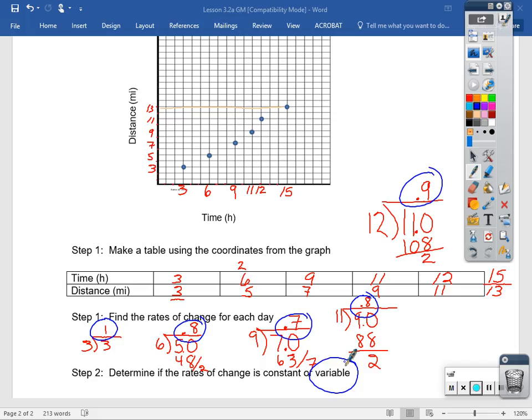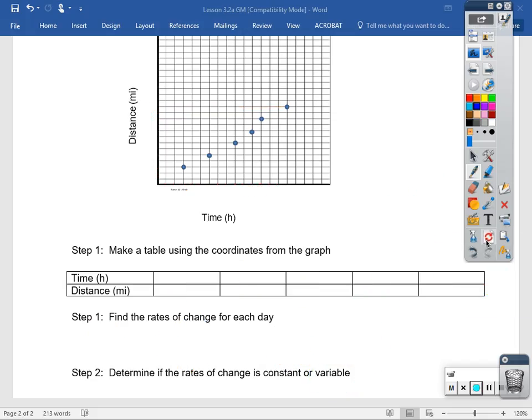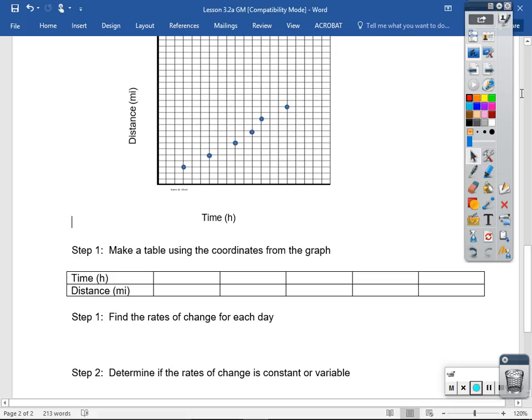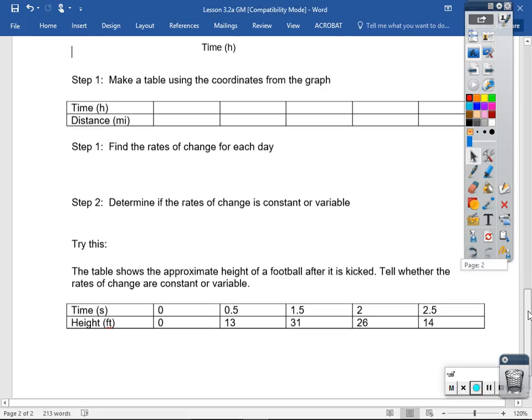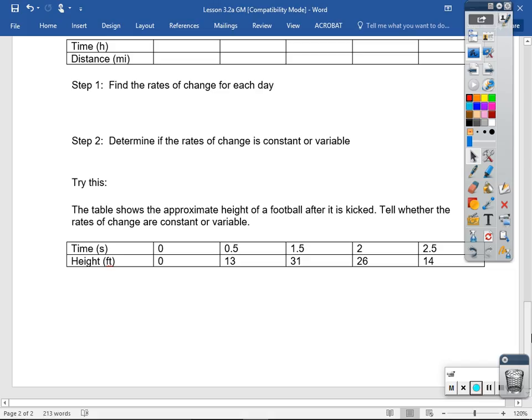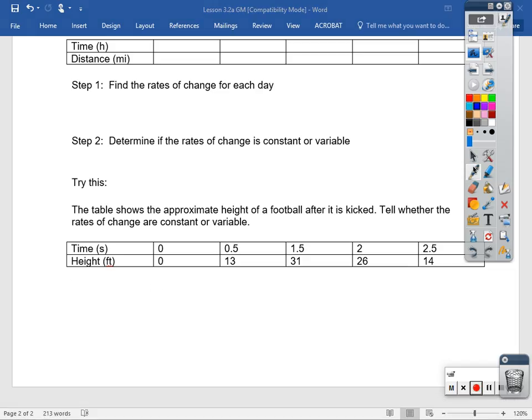So let's clear this and see what else is on our page here. Oh, see, we got to try this. The table shows the approximate height of a football after it is kicked. Tell whether the rates of change are constant or variable. Well, we can do this quite simply, right? Well, if my pen's on, we can.